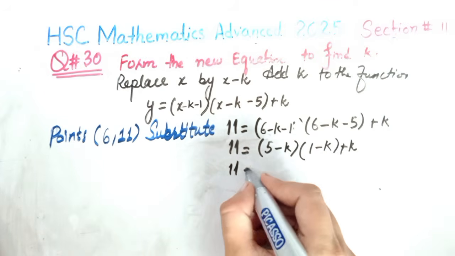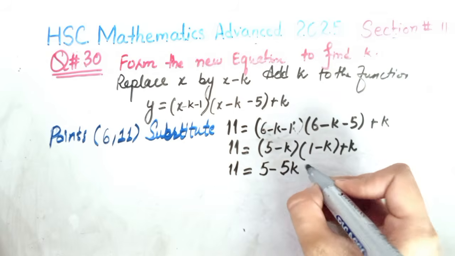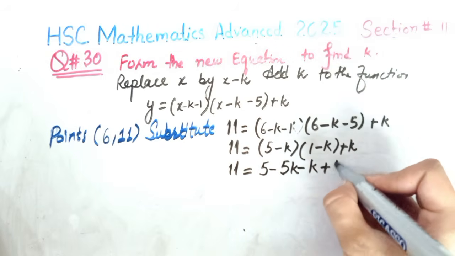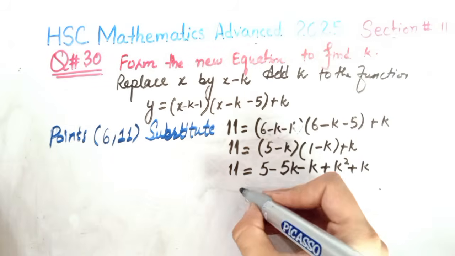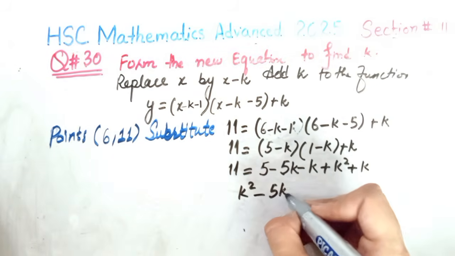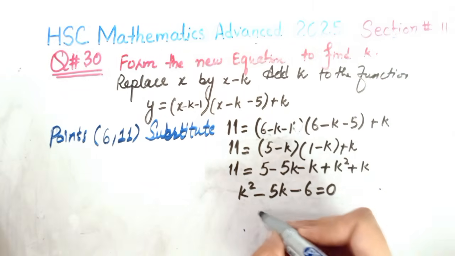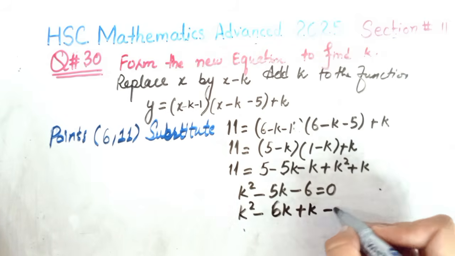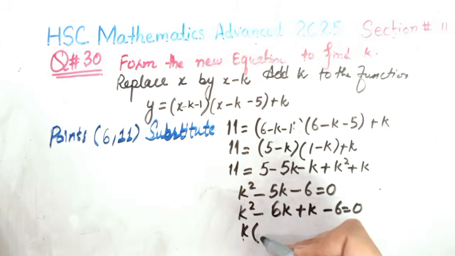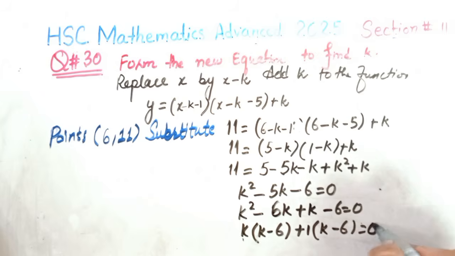Simplify this. We get 5 into 1 is 5, minus 5k, minus k, plus k squared, plus k. We get this as k squared minus 5k minus 6 equals 0. Now factorize this: k squared minus 6k plus k minus 6 equals 0. Taking k common, k(k minus 6) plus 1(k minus 6) equals 0.